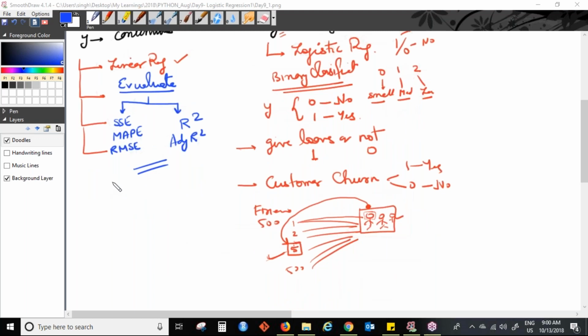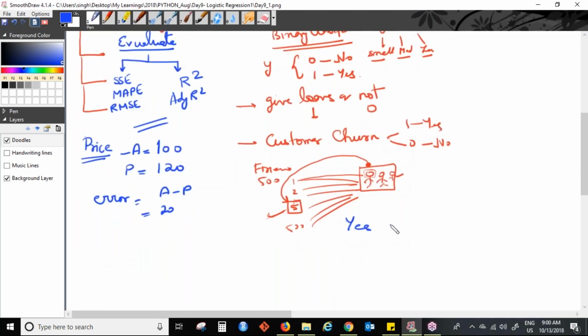So remember in regression, what did we see? Let's say our y was the price of a house. The actual price of a house is 100 and you have predicted, let's say, 120. Then you can easily find your error by doing actual minus predicted, which is 20, right? But in case of classification, you will just have yes or no. Let's say 1 or 0.